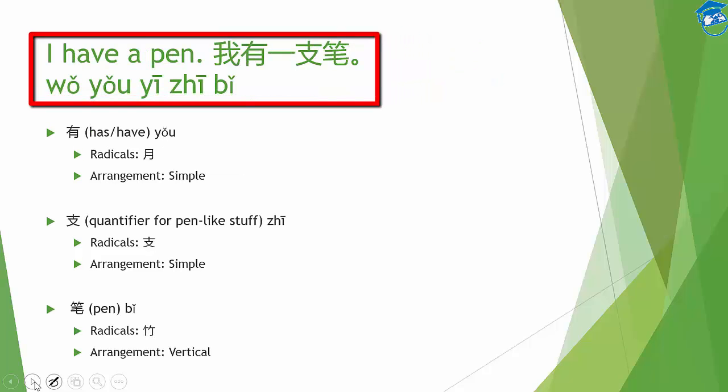Okay, here is another example of a quantifier, and this quantifier is for pen. The example I'm going to show you is I have a pen. The way to say I have a pen in Mandarin is 我有一支笔. Okay, there are several new words here, so I will go through them one by one. You have learned that 我 is I or me, and this word here 有 is has or have. And the radical is what's at the bottom right corner there, and the arrangement is simple. Okay, here's how I write 有.